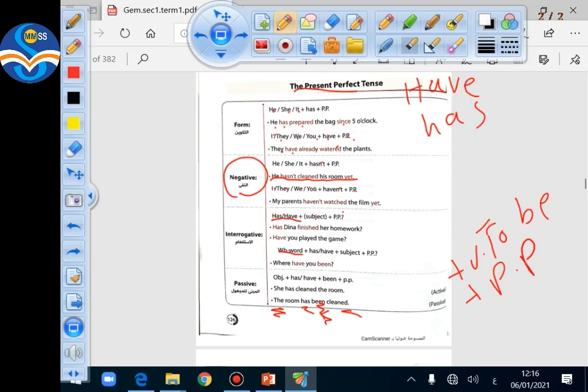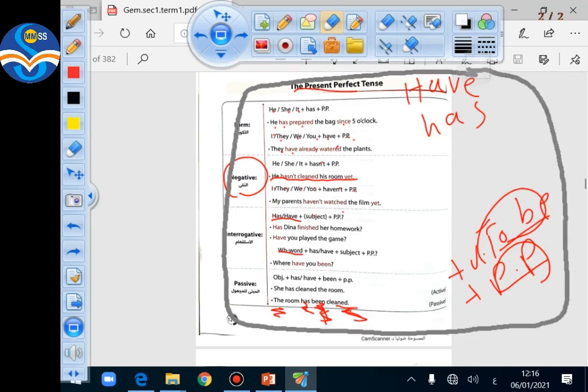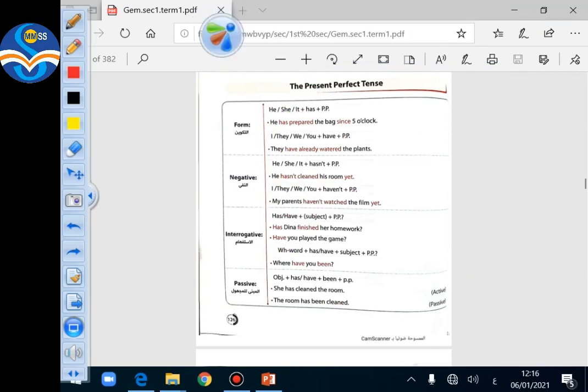I've put the room at the beginning. Then I put has as it's the helping verb. Then I put cleaned in the PP. I still have verb to be and PP I didn't put. Let's say the PP of the verb to be is going to be been. So the room has been cleaned, and you can say by here. That's the forms of how to use the present perfect with your sentences.